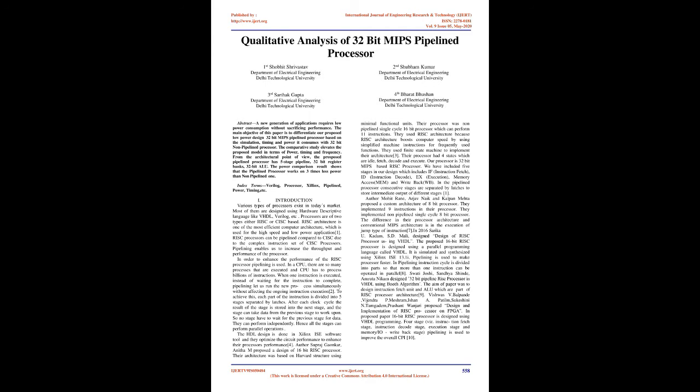Their processor was a non-pipeline single-cycle 16-bit processor which can perform 11 instructions. They used RISC architecture because RISC architecture boosts computer speed by using simplified machine instructions for frequently used functions. They used a finite state machine to implement their architecture. Their processor had 4 states, which are idle, fetch, decode and execute.